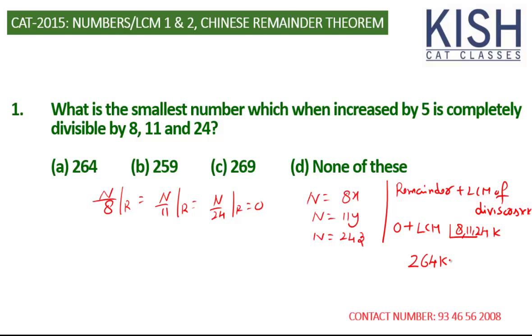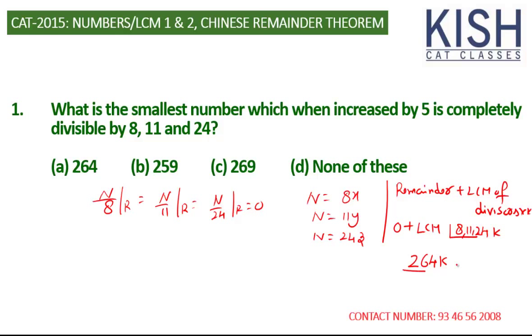Now this is the number. If k equals 0, the number is going to be 0. If k equals 1, the number is going to be 264. Now they ask us to find the smallest number. The smallest number, you can directly take as 0. N is 0, that's possible. Smallest number which when increased by 5, so it means the smallest number is 0, and when increased by 5, the number would be 5 itself.